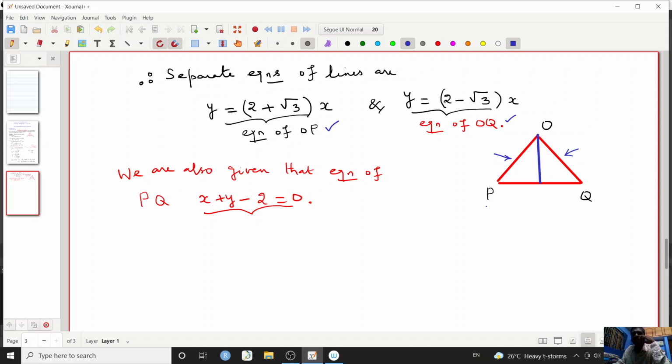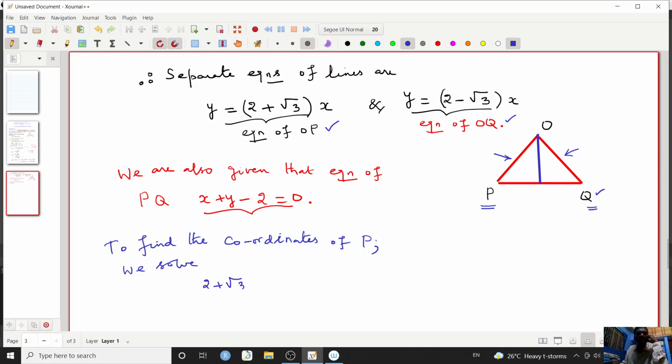Now we have to find the coordinates of P and the coordinates of Q. First let us find the coordinates of P, and then the coordinates of Q. To find the coordinates of P, we have to solve the equations of OP and PQ. We solve (2 + root 3)x - y = 0.